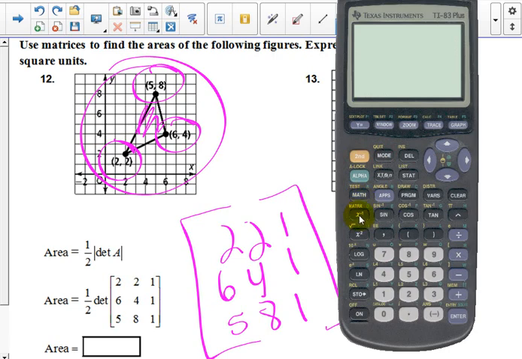All right, and then get your determinant. So quit out, go back, math, enter, matrix A, and I have that the determinant is 18. I hope that's what you get too. So then we know the area is 1/2 of 18. So our area is what? 9. That's all there is to it. It's 1/2 the determinant. So the area of that triangle is 9. Any questions on that?